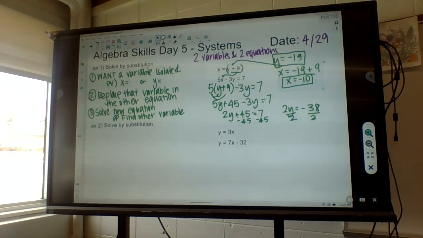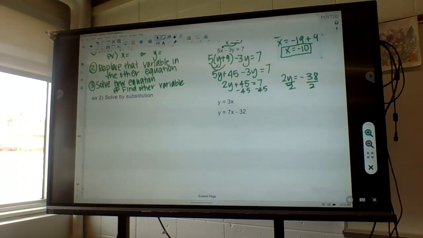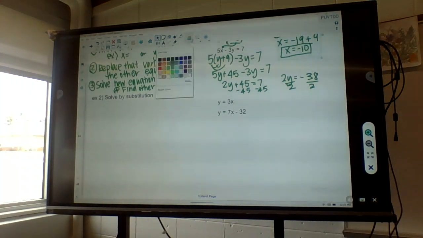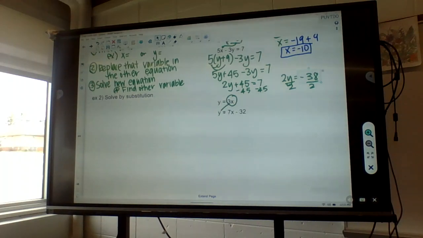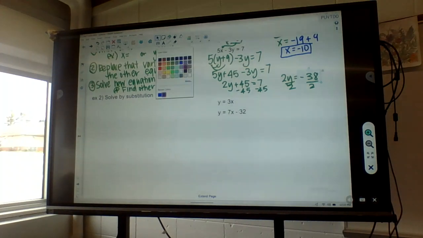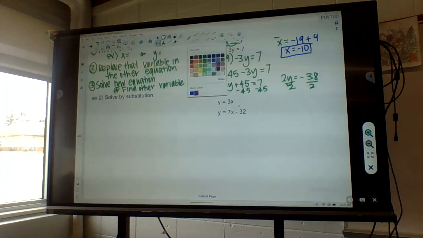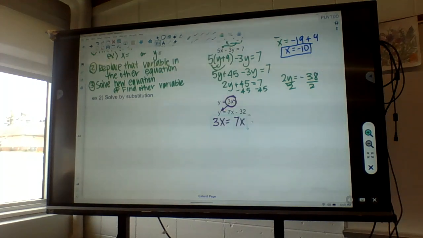All right, our next one looks maybe tougher initially, but once you realize it, it's actually a little bit easier, I think. They both equal y. So what can I do to get rid of one of the variables? Yeah, if they both equal y, then they should equal each other. So we're just going to take the 3x and drop it in place of the y in the other equation. So it'll be 3x equals 7x minus 32.